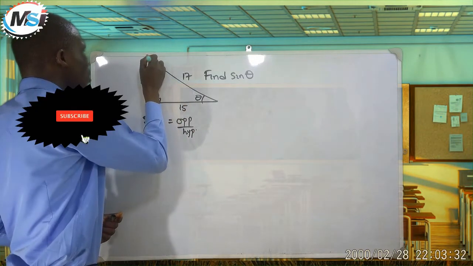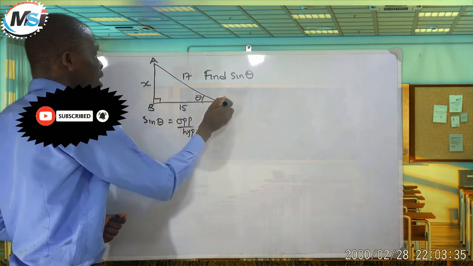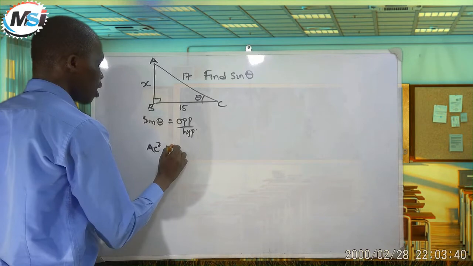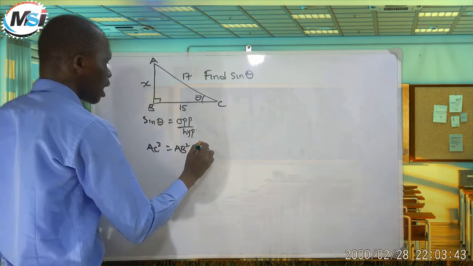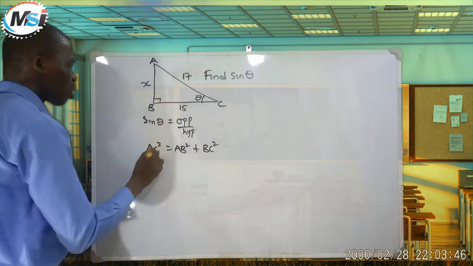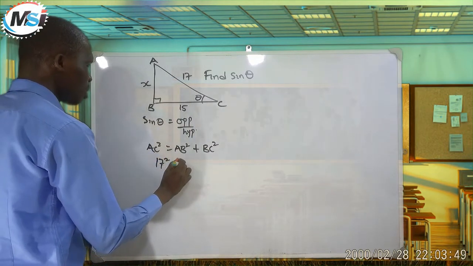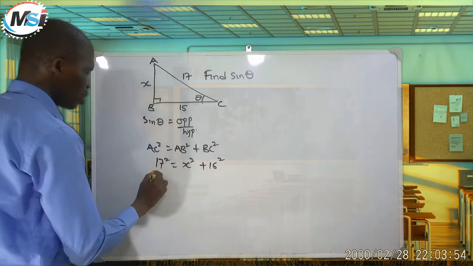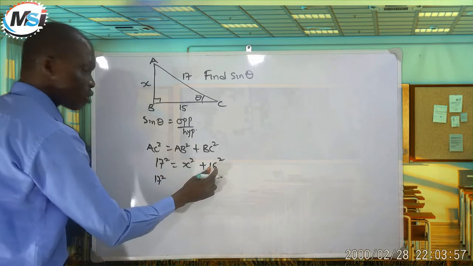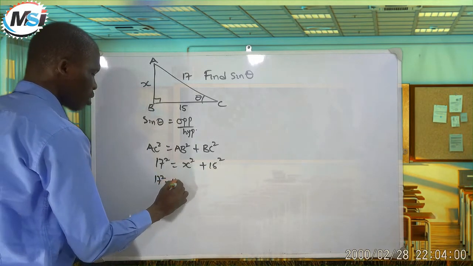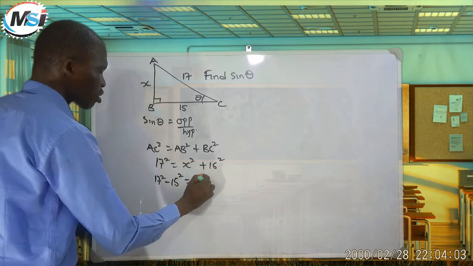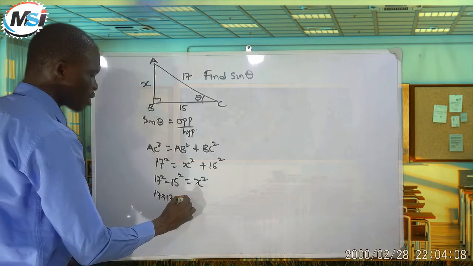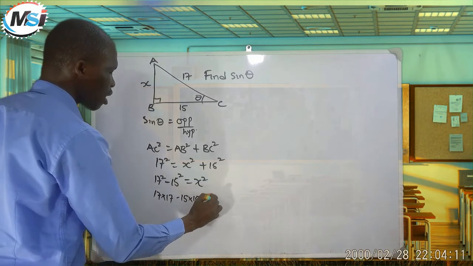If you apply Pythagoras theorem, call this A, call this B, and call this C. So this will give you AC squared equals AB squared plus BC squared. So this will give you 17 squared equals x squared plus 15 squared. When this one crosses to this side, it turns to minus 15 squared equals x squared. So this will give us 17 times 17 minus 15 times 15 equals x squared.